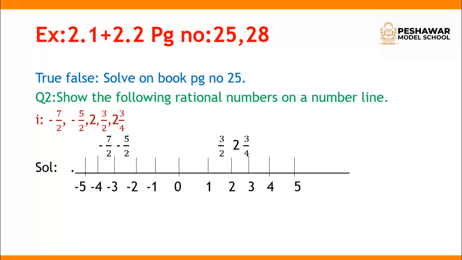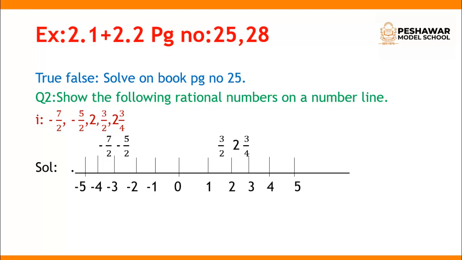Your product should be -2.5, and it should lie between -2 and -3. So between -2 and -3, you have to locate -5 by 2. Then you have to locate +3 by 2 easily. So you have to divide 3 by 2 in your rough work. You got 1.5, and 1.5 lies between 1 and 2. So between 1 and 2 you have to put 3 by 2.